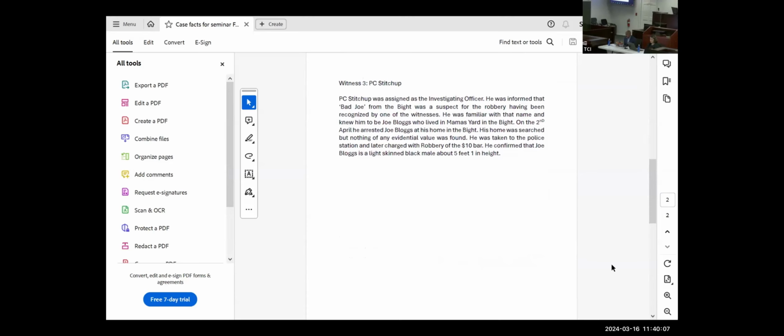And the investigating officer, Police Constable Stitchup, was assigned as the investigating officer. He was informed that Bad Joe from the bite was a suspect for the robbery, having been recognized by one of the witnesses. He was familiar with that name and knew him to be Joe Bloggs, who lived in the Mama's Yard in the bite. On April 2nd, he arrested Joe Bloggs at his home in the bite. His home was searched, but nothing of any evidential value was found. He was taken to the police station and later charged with robbery of the $10 bar. He confirmed that Joe Bloggs is a light-skinned black male, about 5'1" in height.